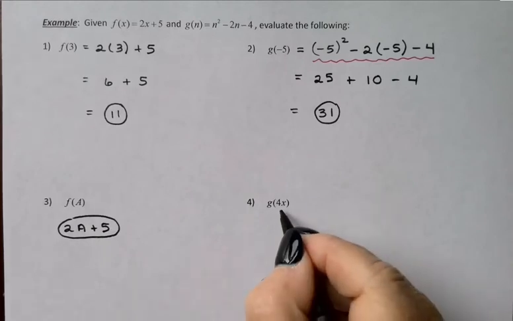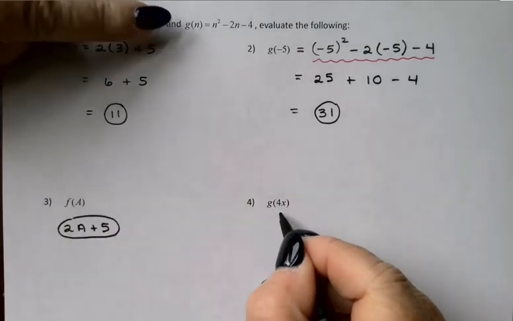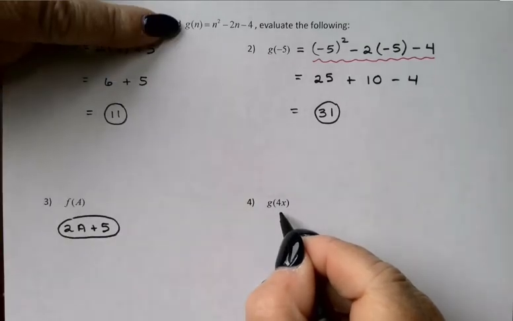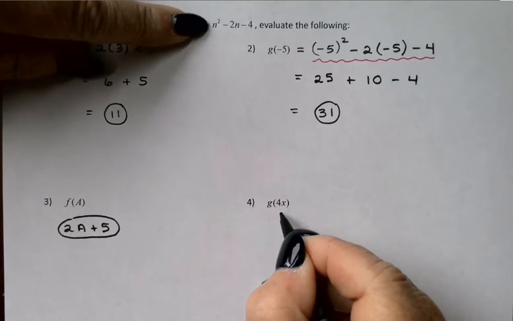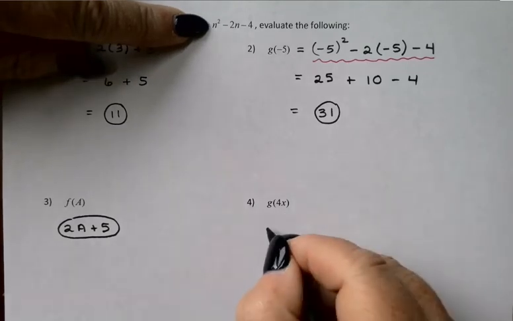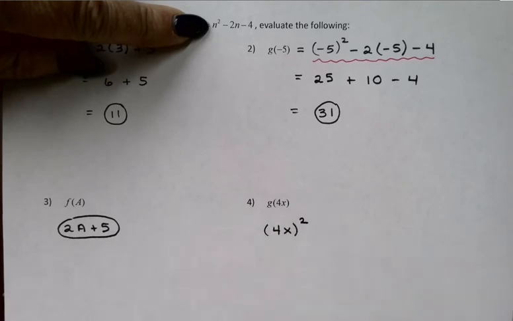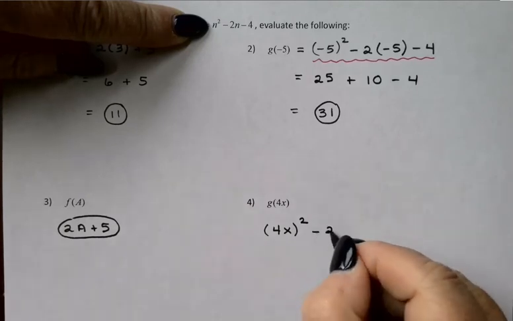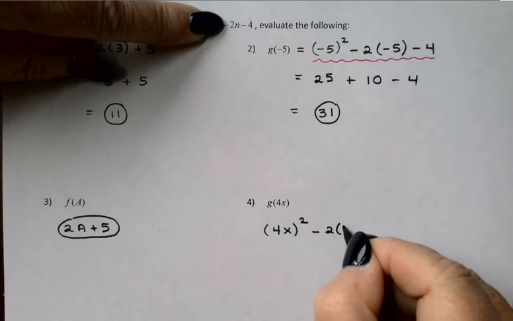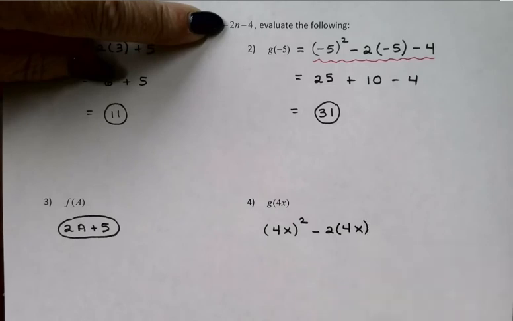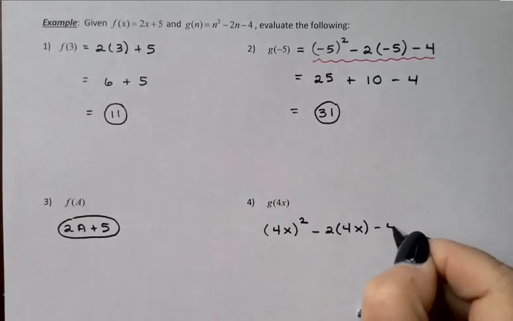Number 4, g of 4x. So I go up to the g function, and every place I see an n, I'm going to replace that with 4x. So again, I'm going to use parentheses here, 4x squared. It's not just the x that's getting squared, it's the whole thing, the whole 4x. Minus 2 times, replace the n with a 4x, and then minus 4.